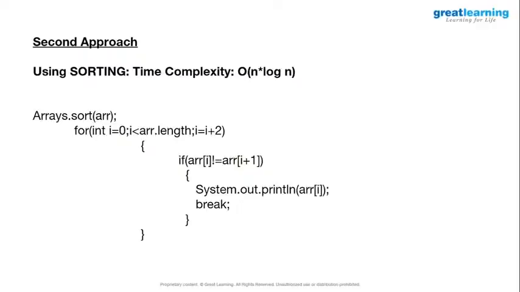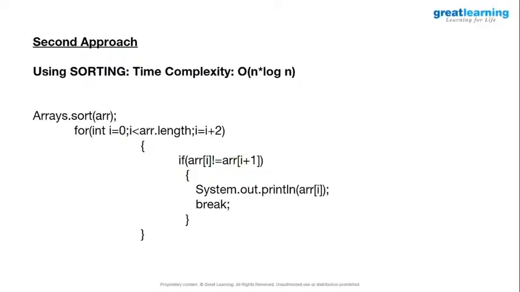So right now, if we talk about arrays.sort, this will sort the array, and the elements will be in sorted order. So if you sort these elements, what will be the output of the array? 1 1 2 2 3 3 and 4. Let's suppose 3 is not repeated, so 1 1 2 2 3 and then 4 4.